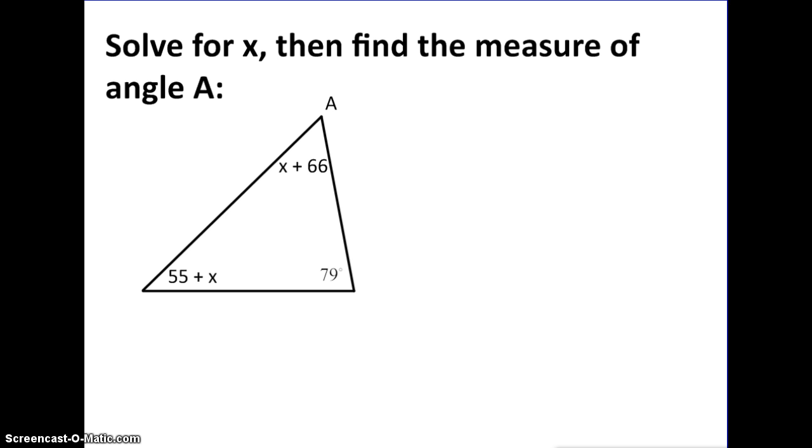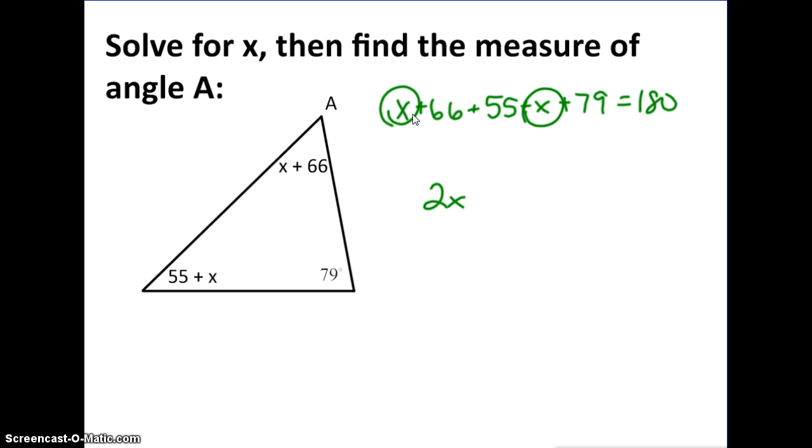Alright, solve for x and then find the measure of a. So now we have to plug it back in once we have it. All of these must add up to 180, so x plus 66 plus 55 plus x plus 79 equals 180. Notice that I've put all 3 angles, you add them all up, and it equals 180. So we're going to combine our like terms here. We're going to add our x's. x and x is 2x. 66, 55, and 79 are going to give me 200.